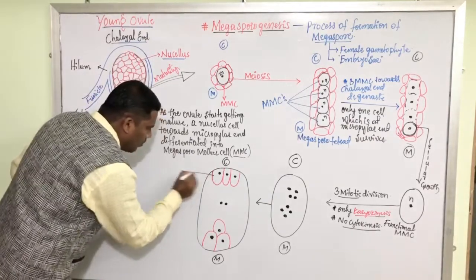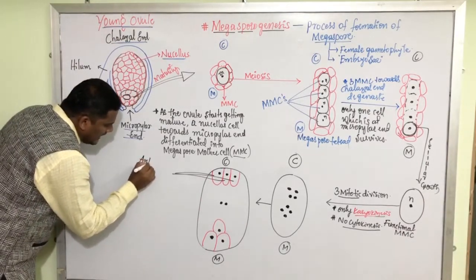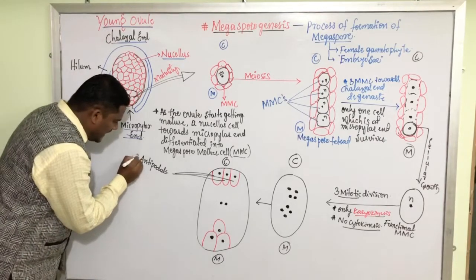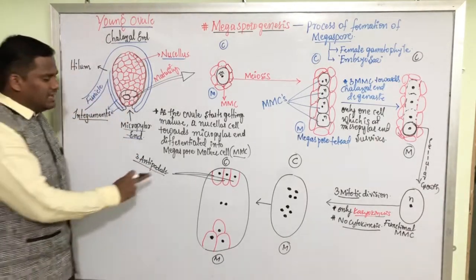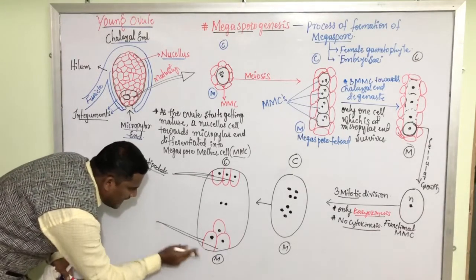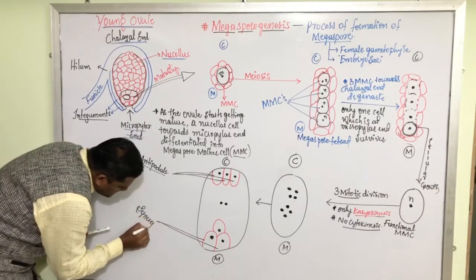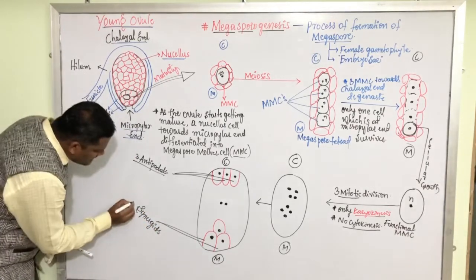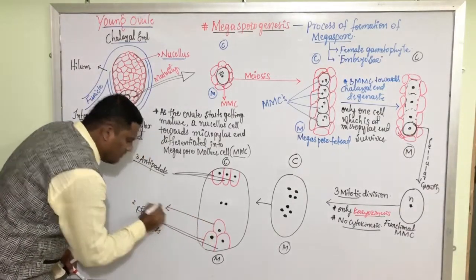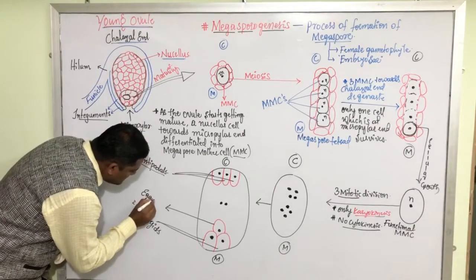The three cells which are formed towards the chalazal end, 1, 2, 3. All these three cells, they are called as antipodals. How many antipodals are there? There are 3 antipodals. What is the location of antipodals? They are towards the chalazal end. Now, 2 cells are formed at the base towards micropylar end. These 2 cells, they are called synergids. How many synergids are there? 2 synergids are there. Above these 2 synergids, there is an actual female gamete located, my dear friends. This actual female gamete, it is called as egg cell.